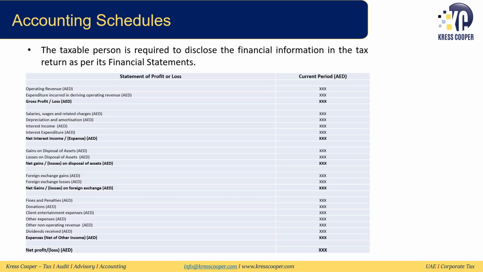You take out the gross profit. Then it's asking for salaries, wages, depreciation, amortization, interest income, interest expense, taking out the net interest expenditure, gain on disposal of asset, losses on disposal of asset. Then foreign exchange gains and losses have been asked to be put separately. Fines and penalties, donations, client entertainment expense, then other expenses, other non-operating revenue, dividend received, and then it comes to the accounting net profit and loss. So this is how you will find this in the return.